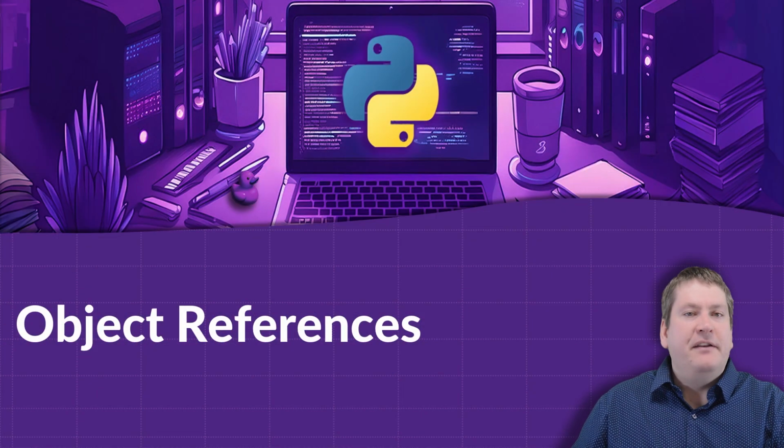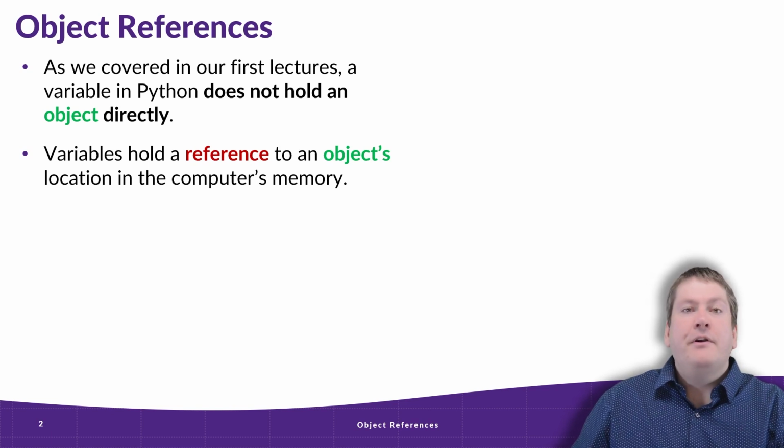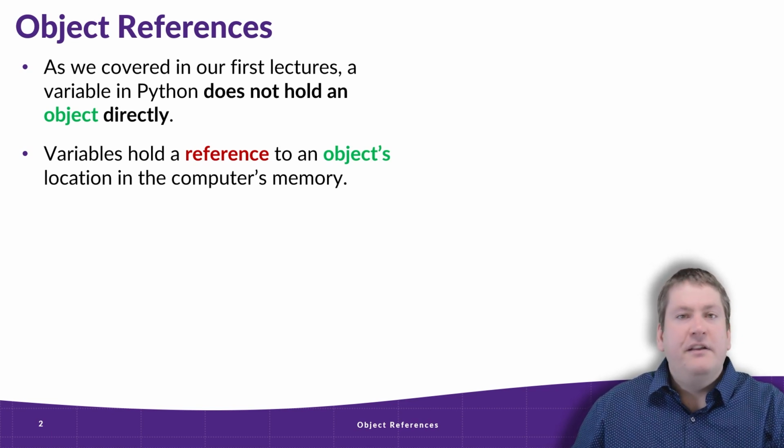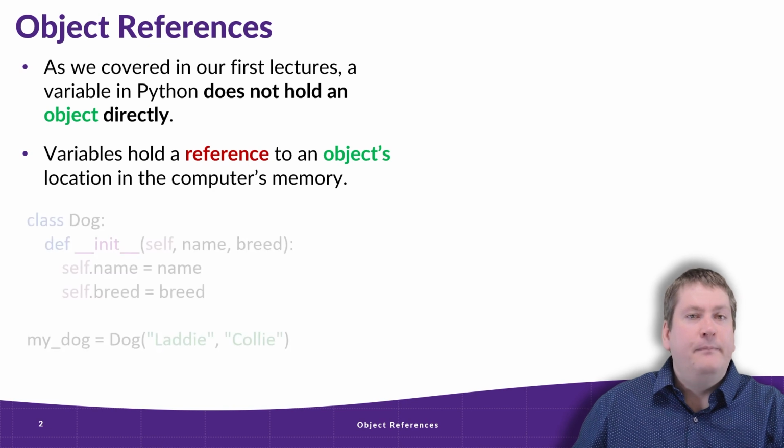In this video, we're going to be discussing object references in Python and how objects are represented in the computer's memory. So as we've covered in a very early lecture, when we talked about variables, Python doesn't store the value directly in the variable. Rather, it stores a reference to an object that exists in the computer's memory. This reference is basically the location of where this object resides in the computer's memory. And the same is also true when we're creating our own classes and our own instances of those classes.